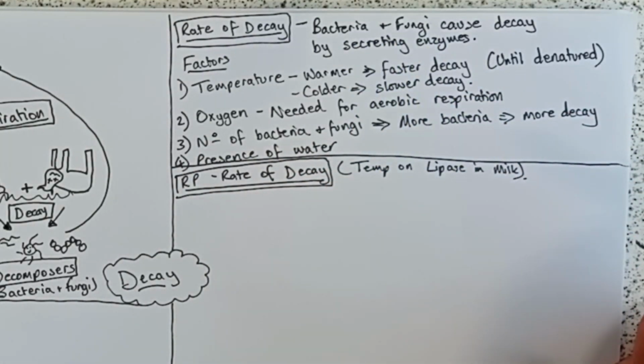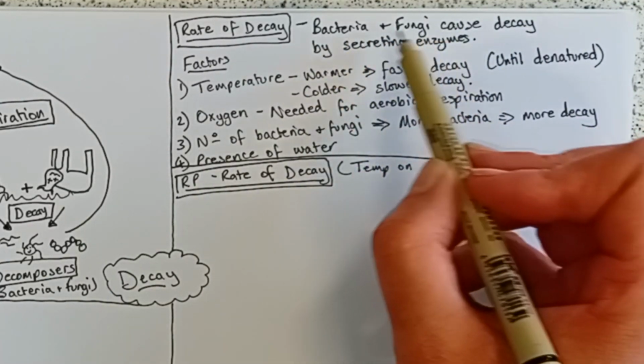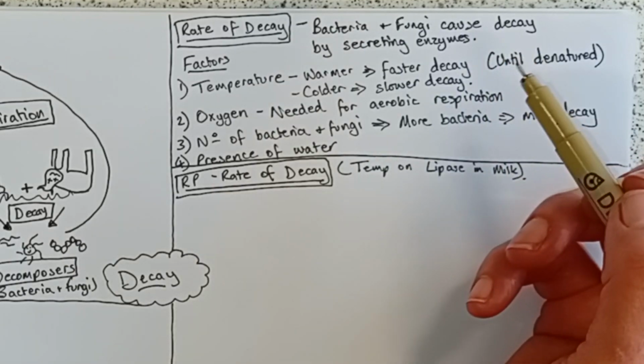So whenever we're thinking about the rate of decay, we're thinking about factors that are going to affect the rate of growth of bacteria.